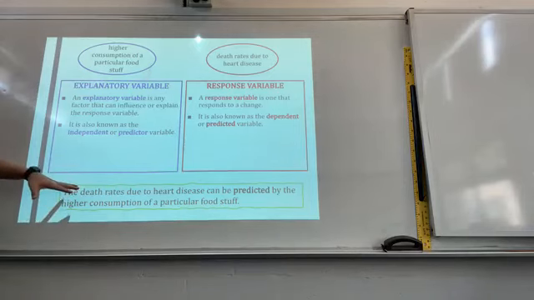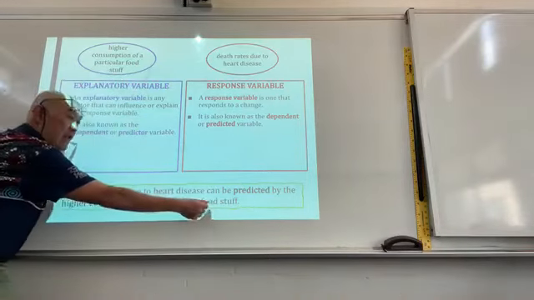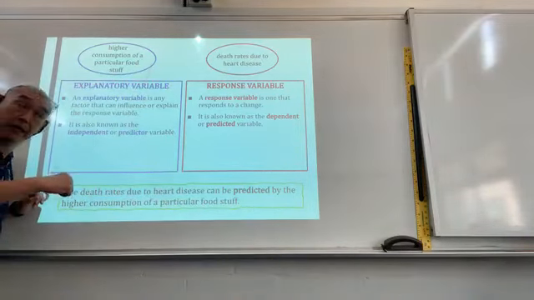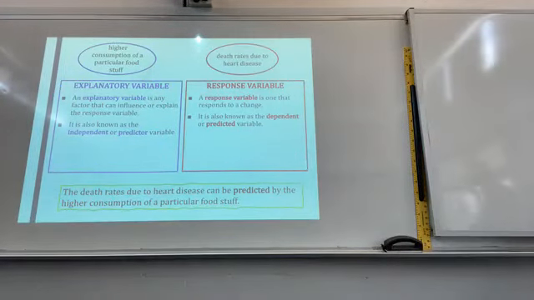So if I reword it in such a way that the death rates due to heart disease can be predicted by the higher consumption of a particular foodstuff, then you can see that that's a response, and that is the explanation. Why? Explain. All right, sometimes if you're not sure, ask yourself the question. Then you will see what is the explanatory variable and what is the response variable. All right?